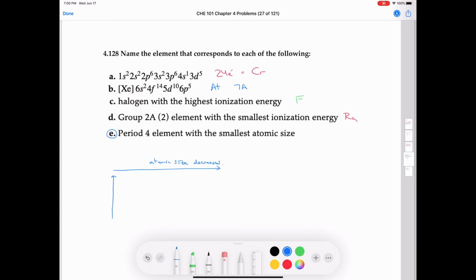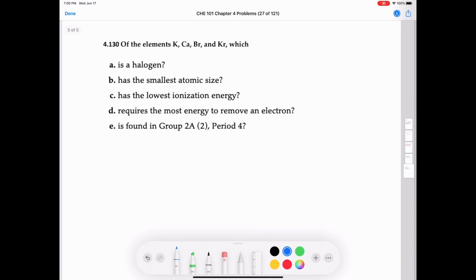So if I look at period 4, it goes from potassium to calcium and so on and so forth to gallium, germanium, arsenic, selenium, bromine, and krypton. Krypton is the last element in the 4th period, and therefore it will be the smallest of all the 4th period elements.